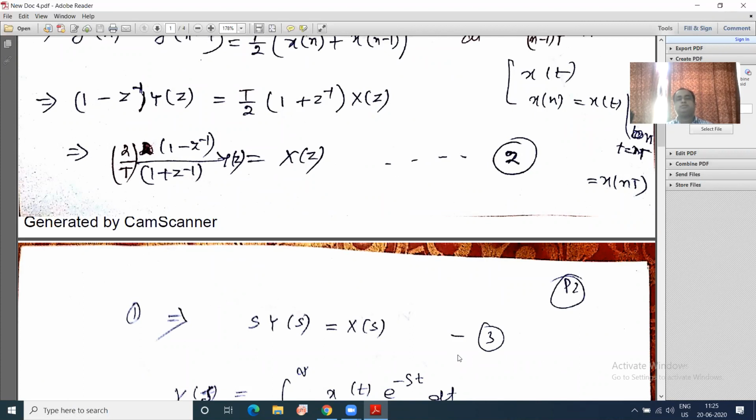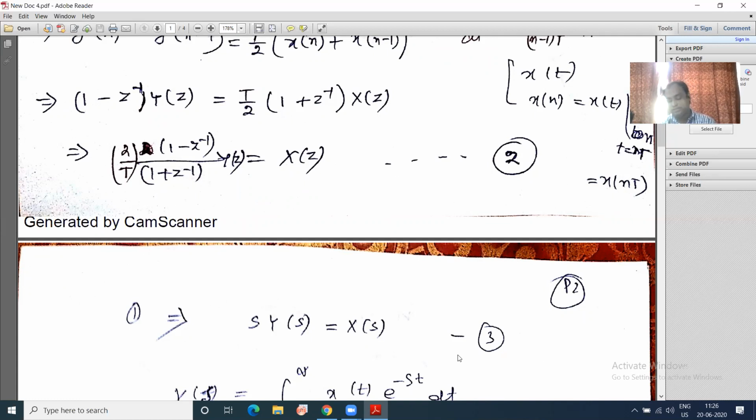What is ignored? What did I not consider here? I didn't consider the initial condition. Initial condition means something like x(0) or x(0 plus). So we didn't consider the initial condition. For a stable system, what we assume is that all initial conditions are 0.